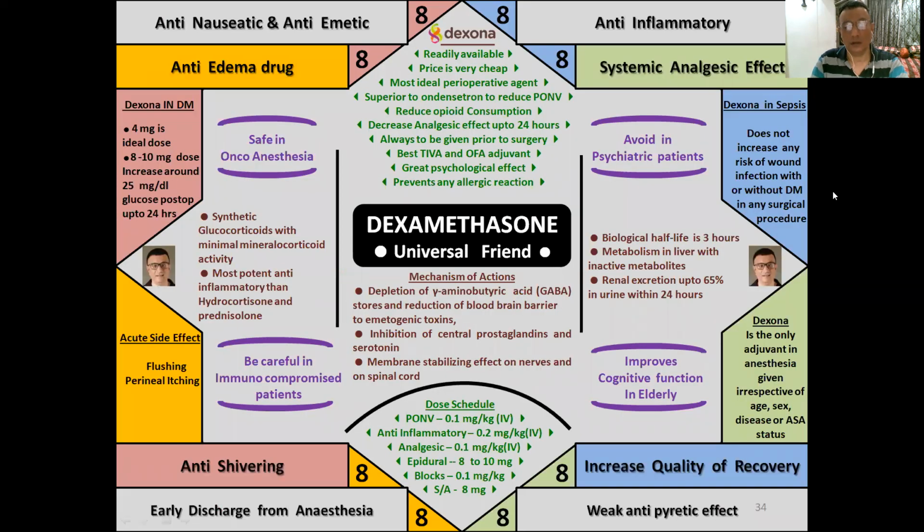This is the dexamethasone infographic. Usually we are giving 8 milligram, so it is safe in onco-anesthesia, but avoid in psychiatric patients. It improves cognitive functions in elderly patients, but be careful in immunocompromised patients like liver transplant or heart transplant patients or any transplant patient coming for anesthesia. It even has a weak antipyretic effect.